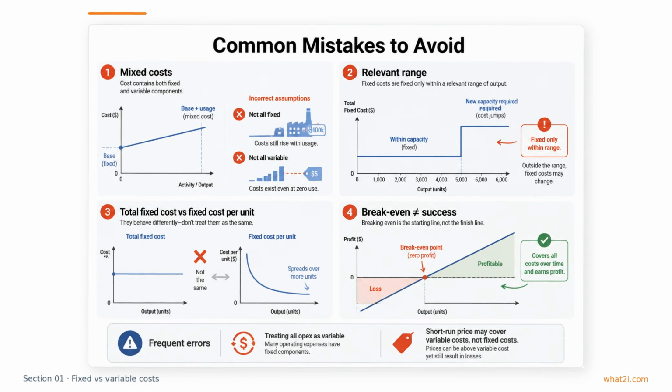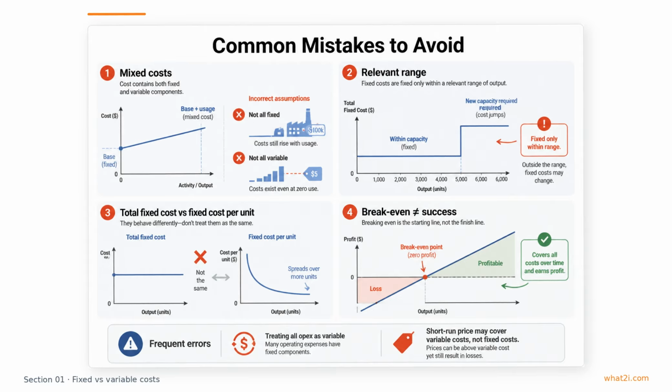Another common mistake is confusing total fixed cost with fixed cost per unit. Total fixed cost may stay constant, while fixed cost per unit falls as volume rises. And break-even should not be treated as a victory line because it represents zero profit, not economic success. Good analysis depends on matching the assumptions to how the business actually operates.